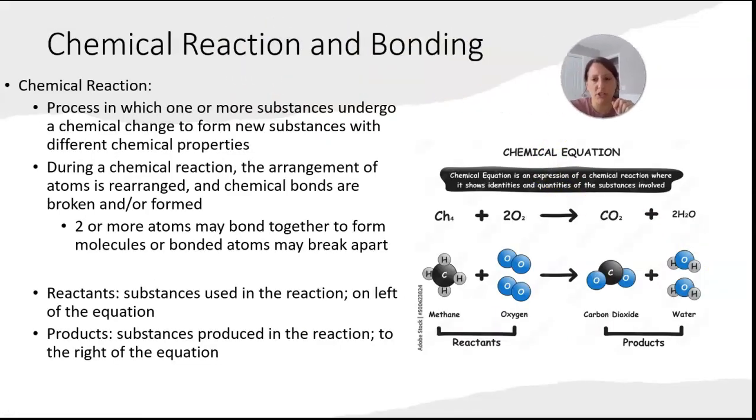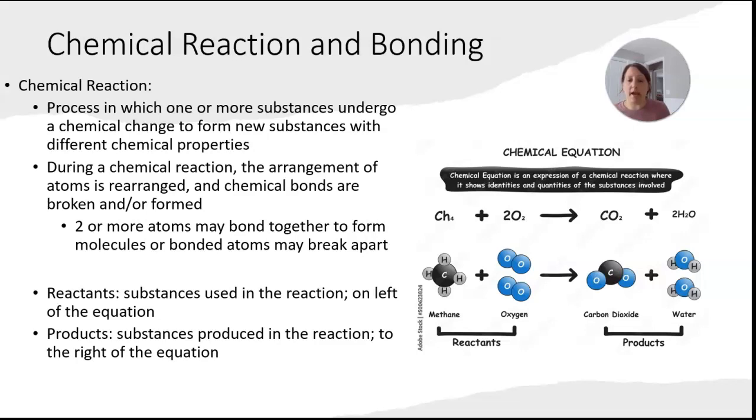Okay. Before we jump into ionic versus covalent bonding, I quickly wanted to run through a chemical reaction just to make sure that we all understand what happens in a chemical reaction. This is a process where one or more substances undergo a chemical change. That chemical change will result in the formation of new substances that have new chemical properties. During a chemical reaction, it's the arrangement of atoms that gets changed, and chemical bonds are either formed or broken.